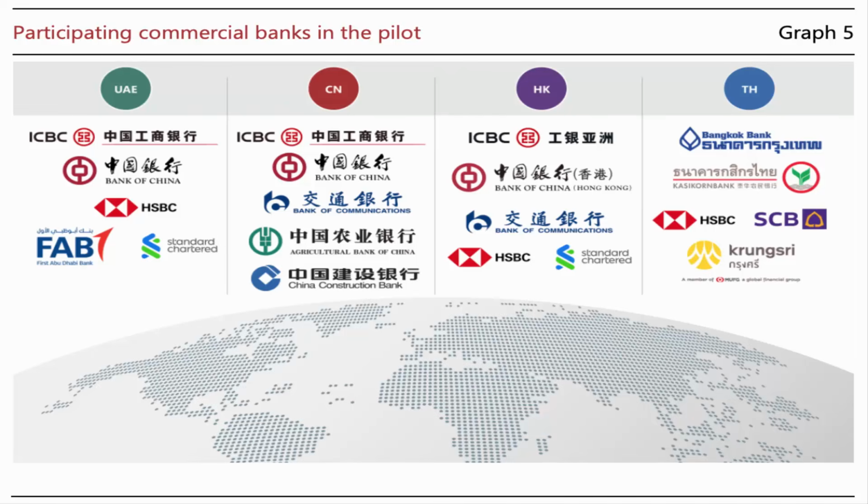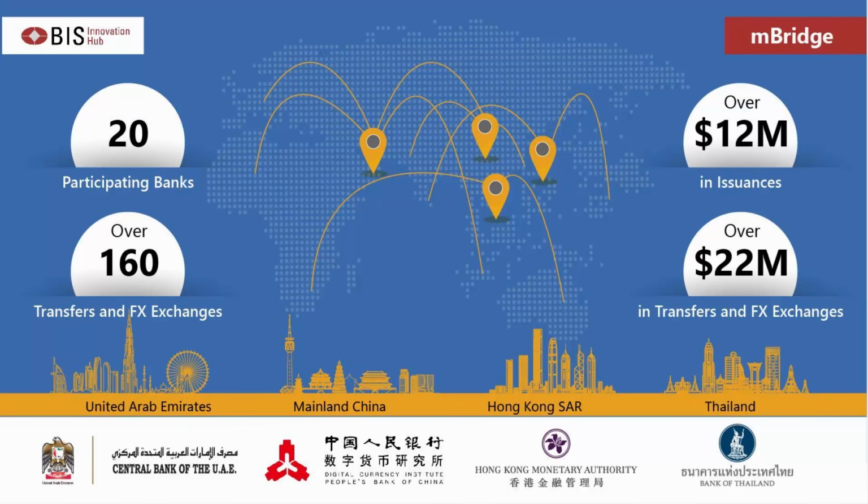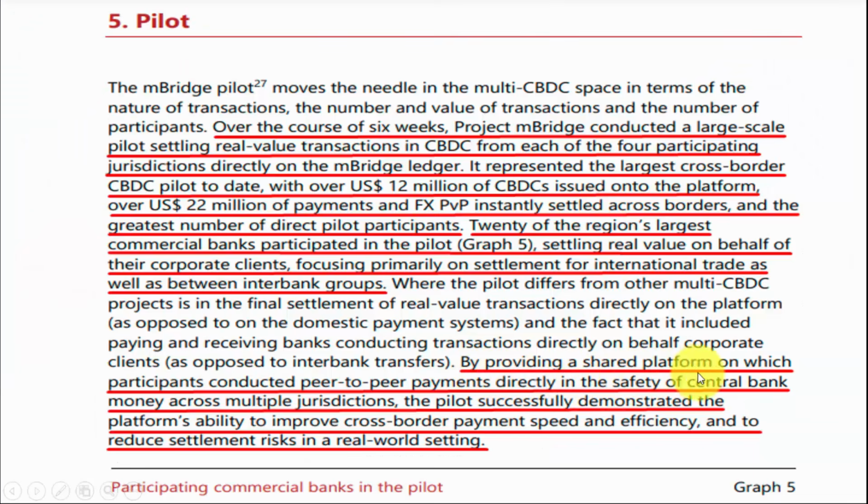There were 4 central banks and 20 commercial banks. They all participated in the pilot, and a lot of money, in the millions of CBDCs, was issued, and 22 million dollars' worth was actually used in payments between these entities during the pilot. So providing a shared platform on which participants conducted peer-to-peer payments directly in the safety of central bank money across multiple jurisdictions, 4 different countries, the pilot successfully demonstrated the platform's ability to improve cross-border payment speed and efficiency and to reduce settlement risk in a real-world setting.